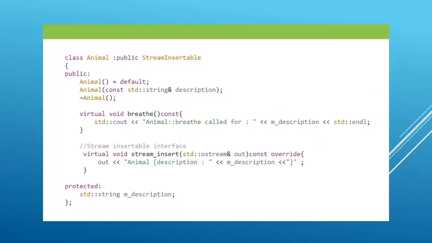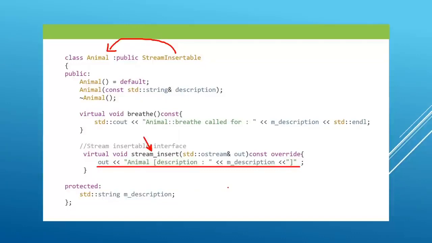So for example, we can attach our interface to the animal class by inheriting from stream insertable here. And this is going to give our animal the powers to be printed out to output streams. And this is going to be powered by the virtual function that we are overriding here. You see, we are going to specify which data to print in our animal class and how the data is going to be printed out here. And we can do that in this override. And this is super powerful.